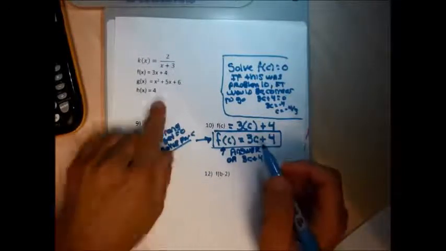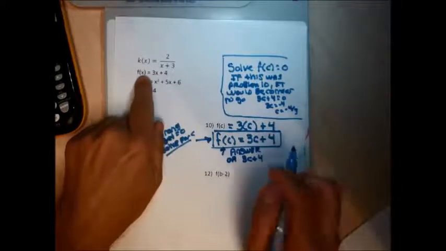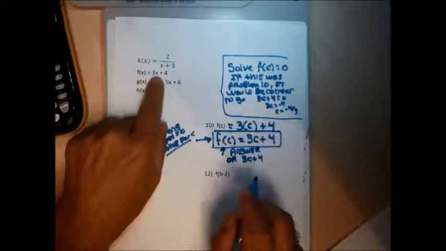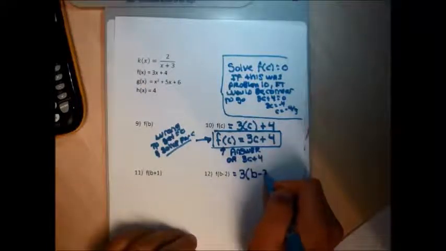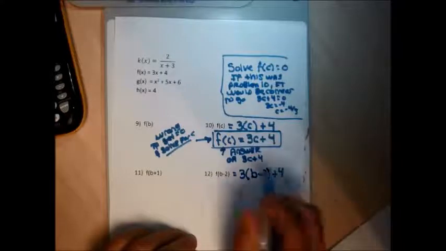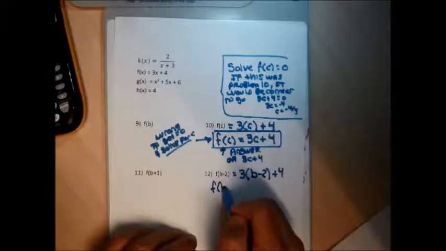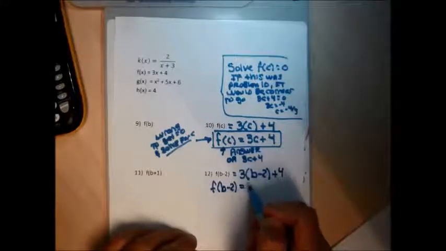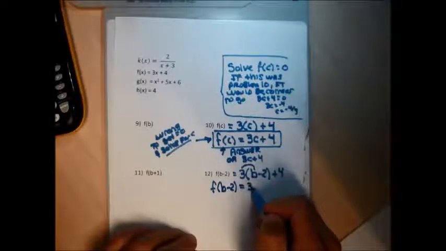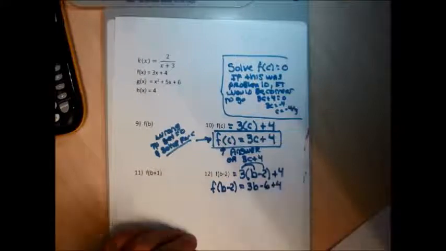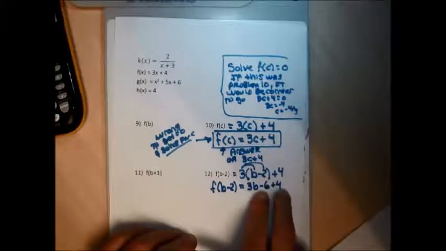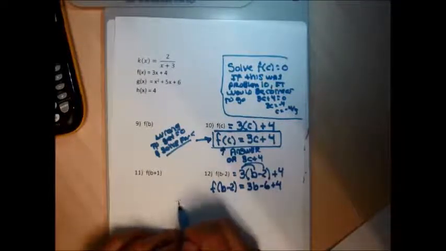Alright, so for number 12, I'm going to change that x to a b minus 2 and get 3 times b minus 2 plus 4. That's going to give me f of b minus 2. I'm going to clear the parentheses by going 3 times b, which is 3b, 3 times minus 2, which is minus 6, and then plus 4. The minus 6 and plus 4 are like terms. They can be combined. Because they have opposite signs, I subtract and take the sign of the larger.